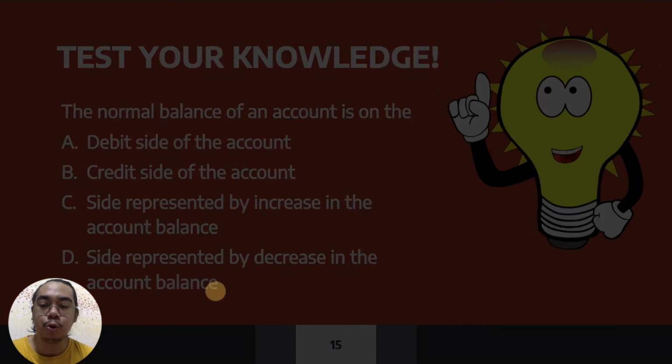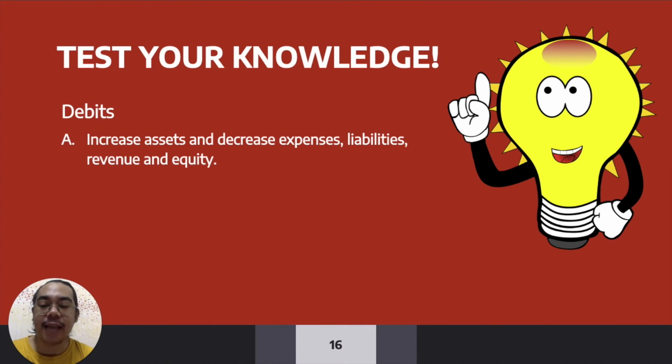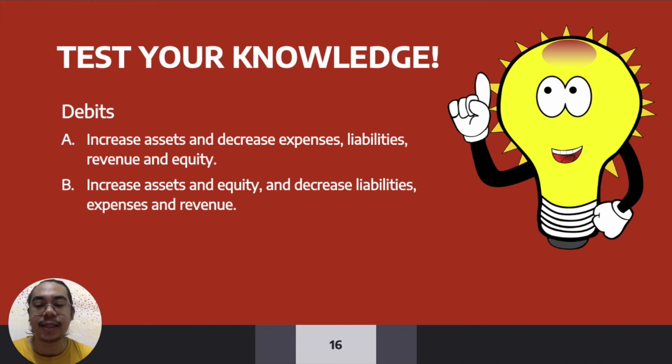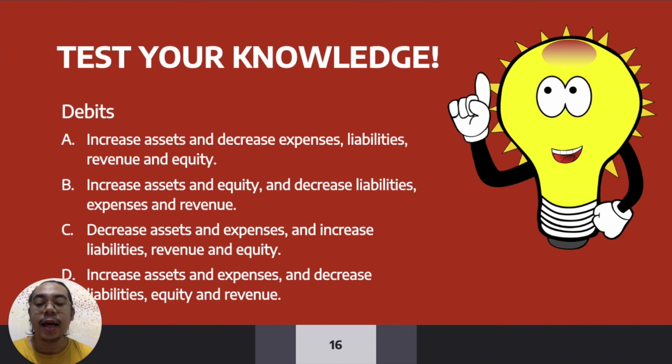Question number 2. Debits, A. Increase assets and decrease expenses, liabilities, revenue, and equity. B. Increase assets and equity and decrease liabilities, expenses, and revenue. C. Decrease assets and expenses and increase liabilities, revenue, and equity. Or D. Increase assets and expenses and decrease liabilities, equity, and revenue. So if you know the answer, just comment your answer sa video na to.